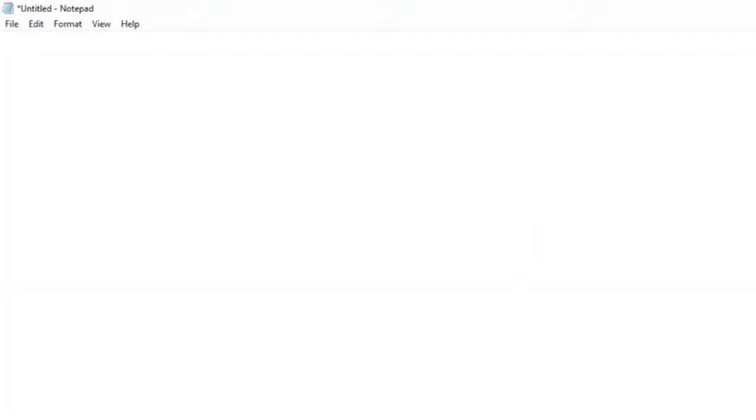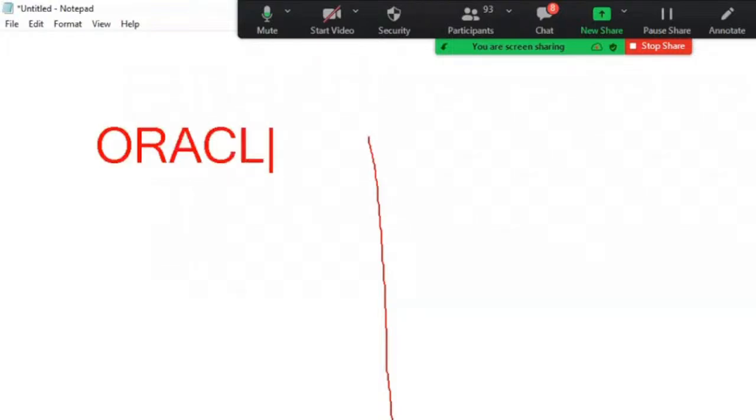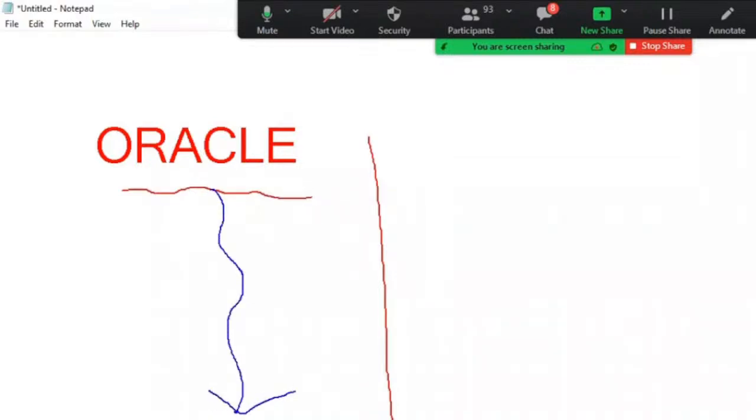Suppose, for example, concentrate for five minutes. I am working in a company. I am working on Oracle projects. Oracle is a relational database product. If I want to operate this relational database product in my company, I use SQL as the language. Slowly observe here: SQL is a language.